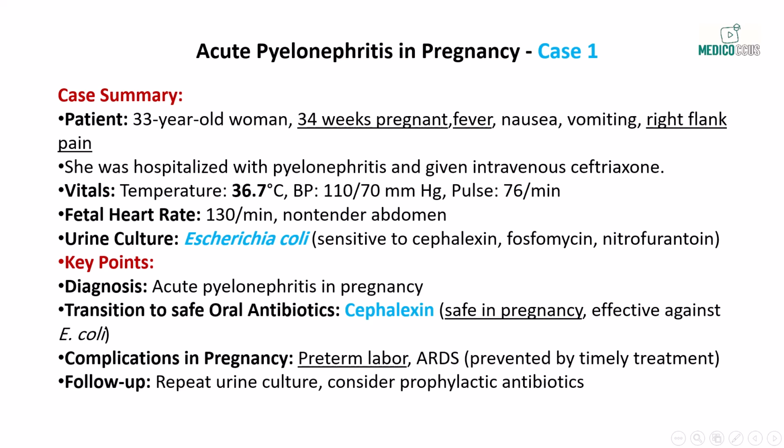And notice that pregnant women with pyelonephritis require hospitalization and intravenous antibiotics to prevent complications like preterm labor or acute respiratory distress syndrome. Once the patient is stabilized after 48 hours, she can be switched to an oral antibiotic to complete the treatment. In this case, cephalexin is the best option. It's a first-generation cephalosporin that is safe for use during pregnancy and effective against the identified strain of E. coli.